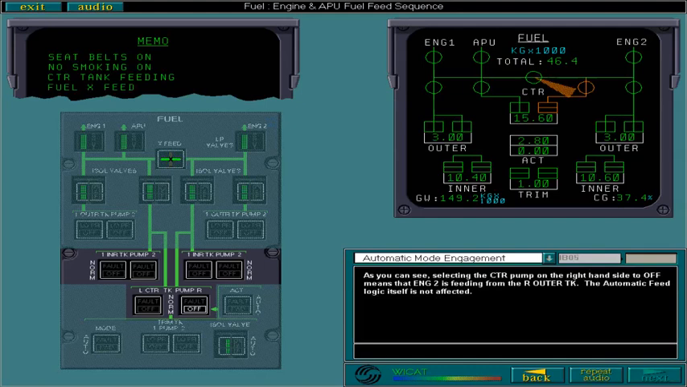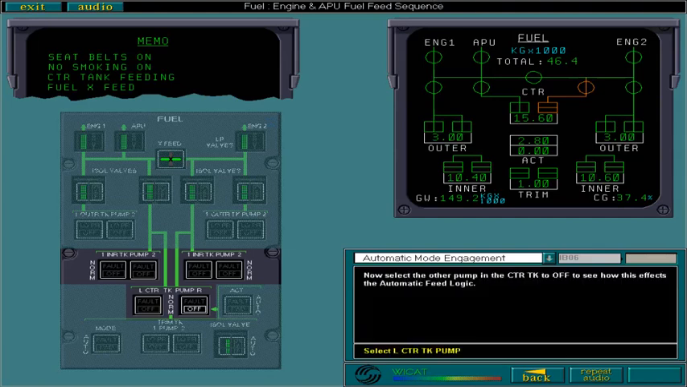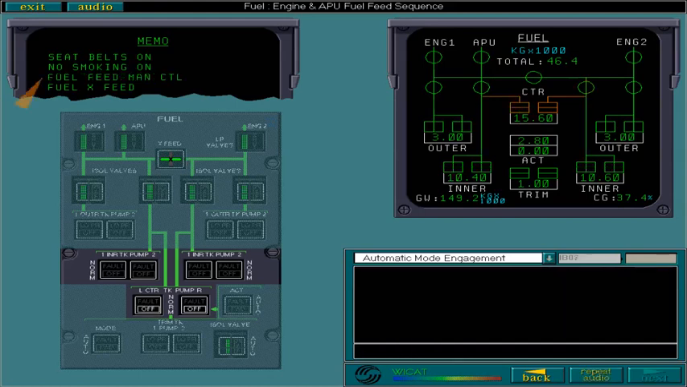You should then open the cross-feed valve to continue feeding from the centre tank. Notice the message that appears on the memo page. Now select the other pump in the centre tank to off to see how this affects the automatic feed logic. As you can see, the automatic feed mode is deselected if both left and right centre tank pumps are selected off.